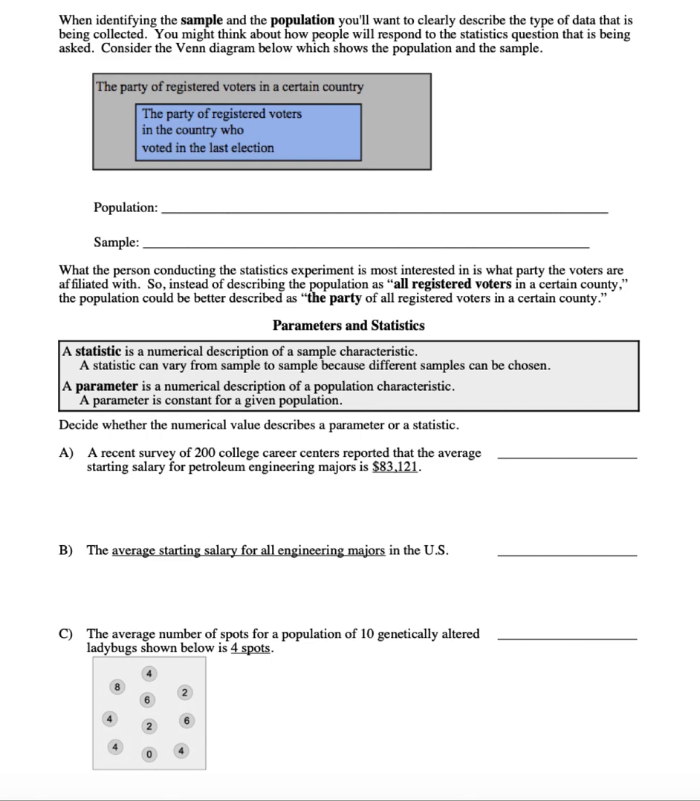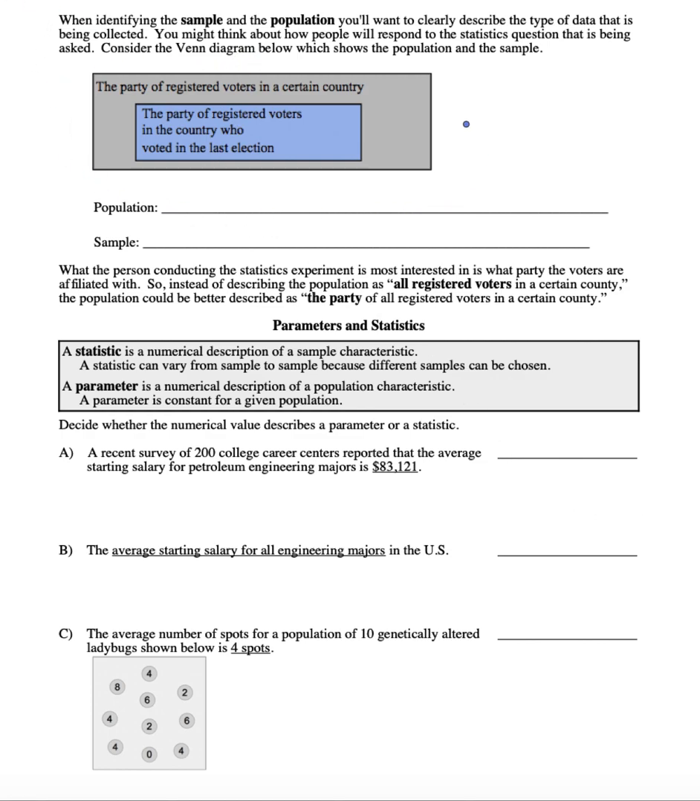When identifying a sample and population, you'll want to clearly describe the type of data that's being collected. You might think about how people will respond to the statistics question being asked. Consider the Venn diagram below, which shows both a population and a sample. The population here is the party of registered voters in a certain county.